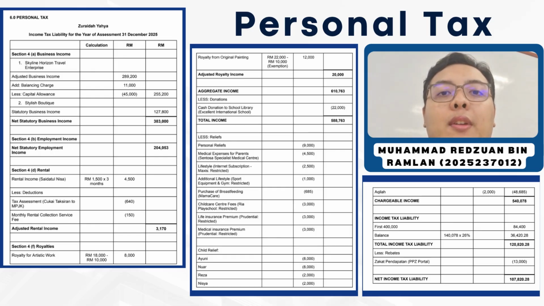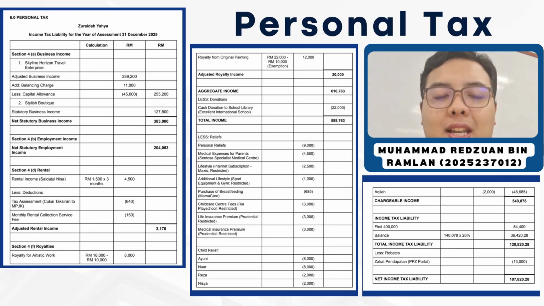204,053 ringgit, net rental income with 3,170, net royalties which is 20,000, and also the total tax relief, which we get 48,685 after the total personal deduction claim including basic individual relief, parent medical costs, restricted lifestyle expenses, insurance premium and child relief for 5 children, which is Ayuni, Noah, Reza, Nisha and also Akila.